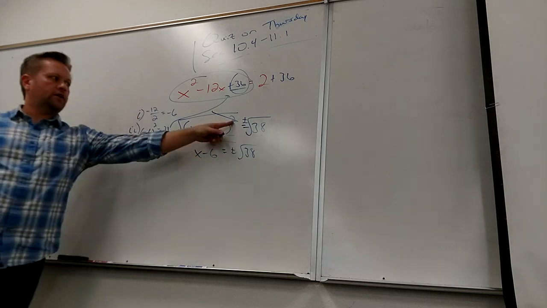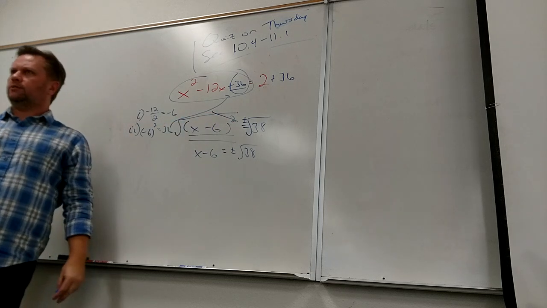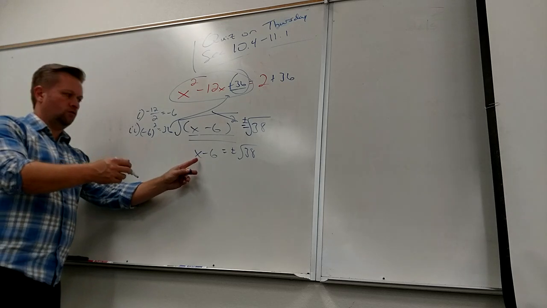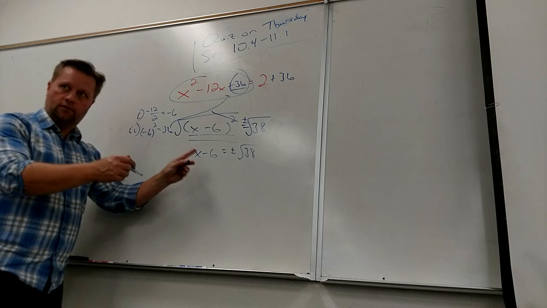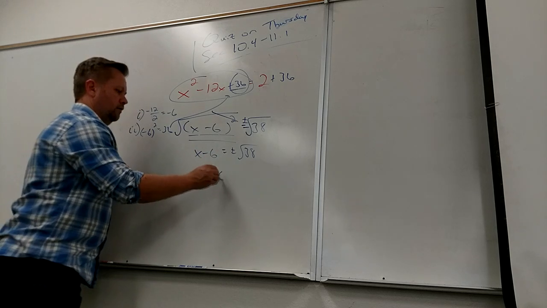Plus or minus because you got 2 answers. Something squared equals a number has 2 possibilities, positive and negative. And then the last step here is, why is x not by itself? So you add 6. Add 6.